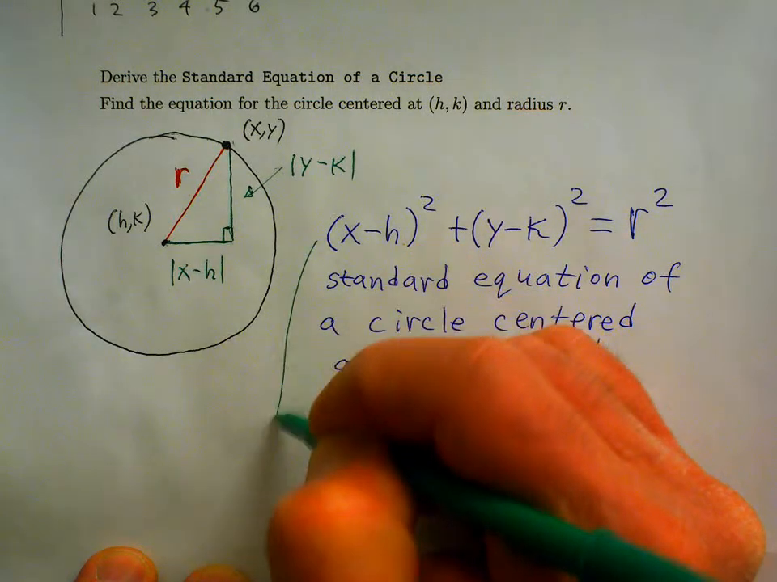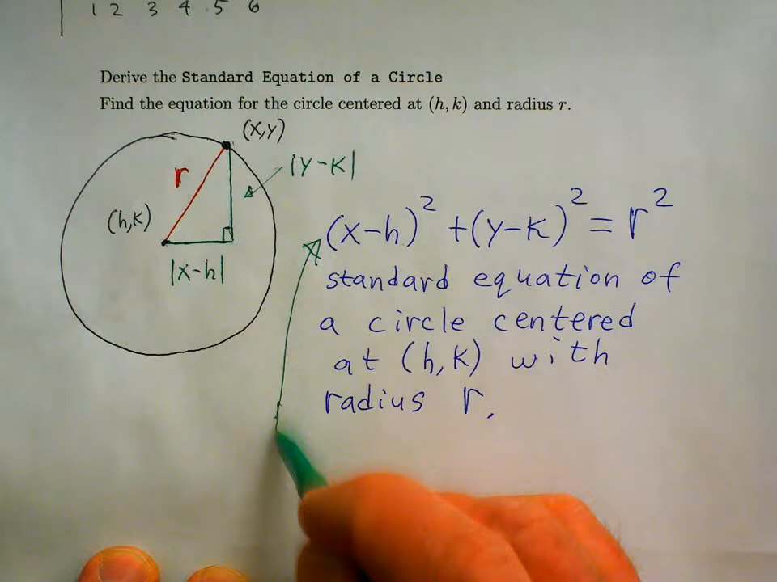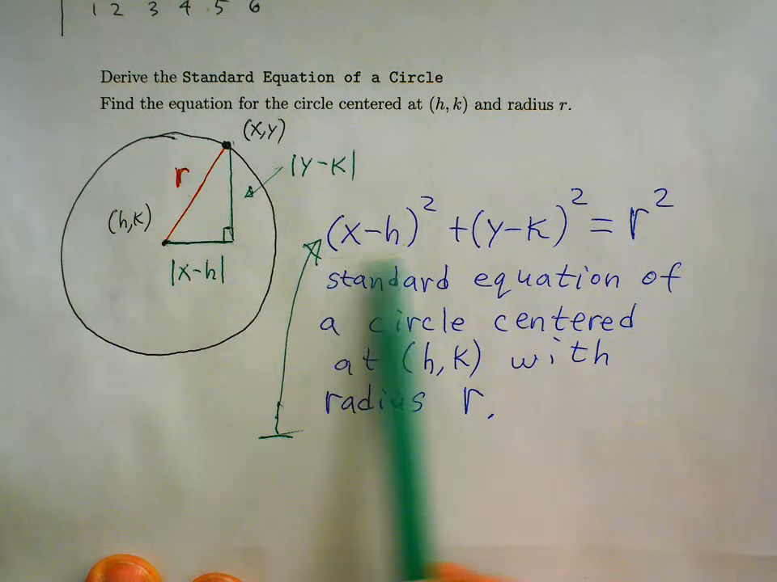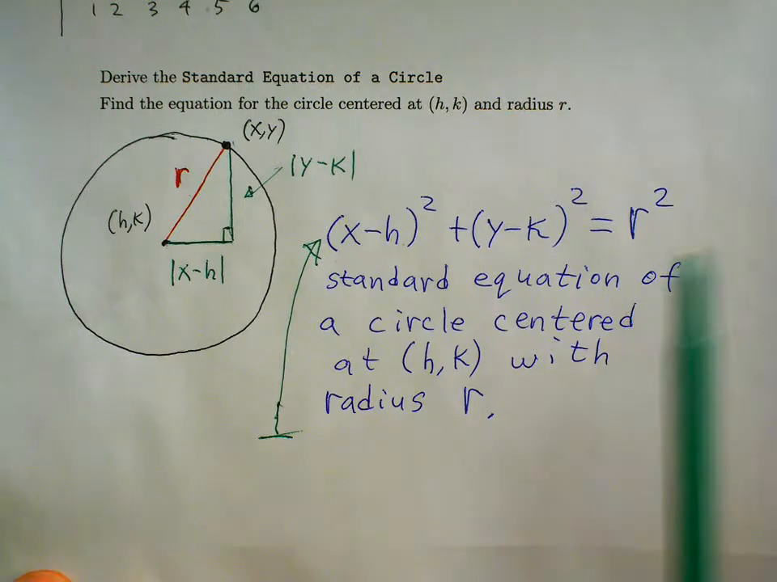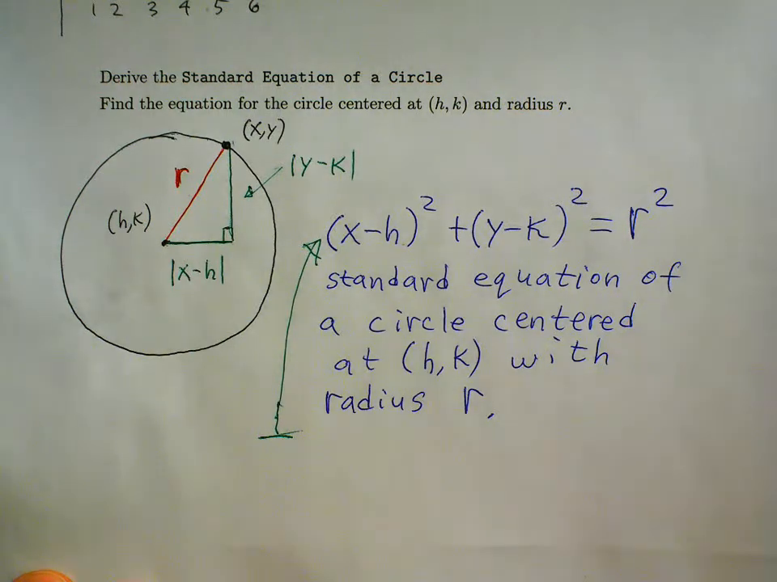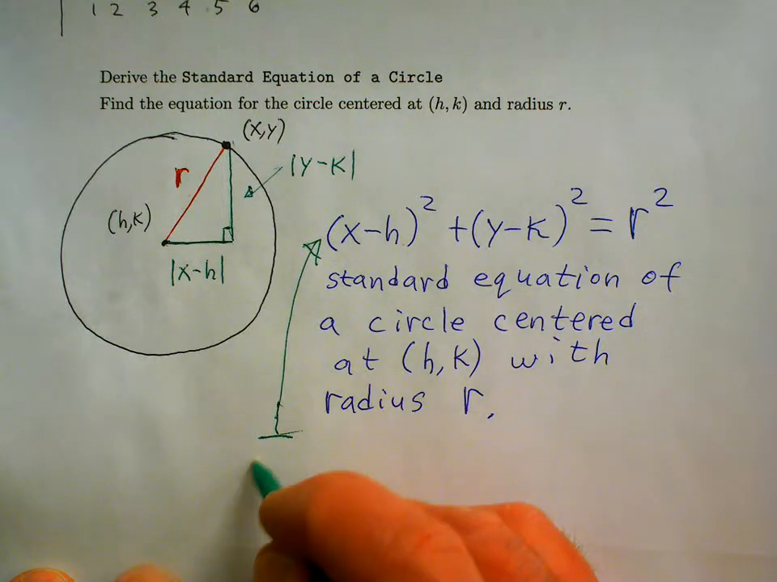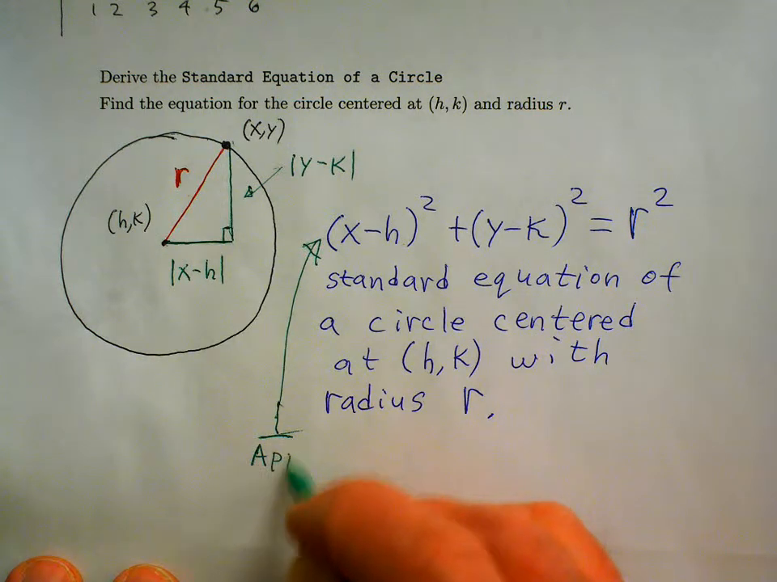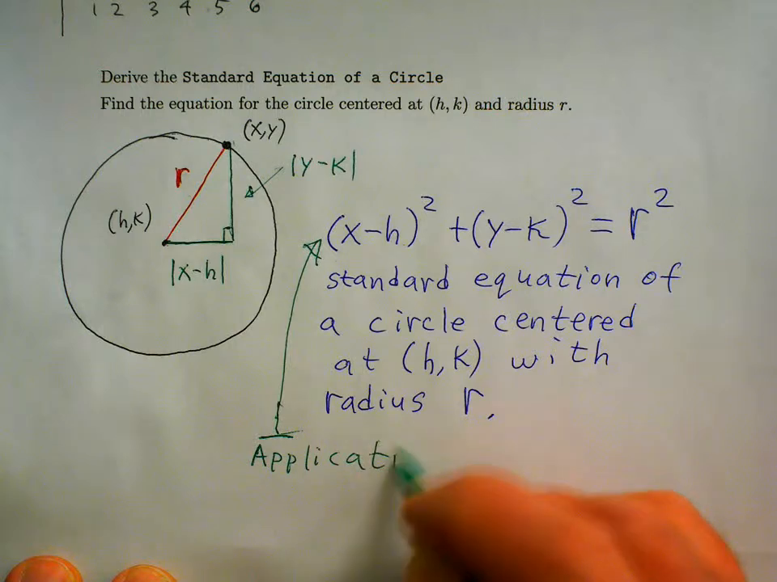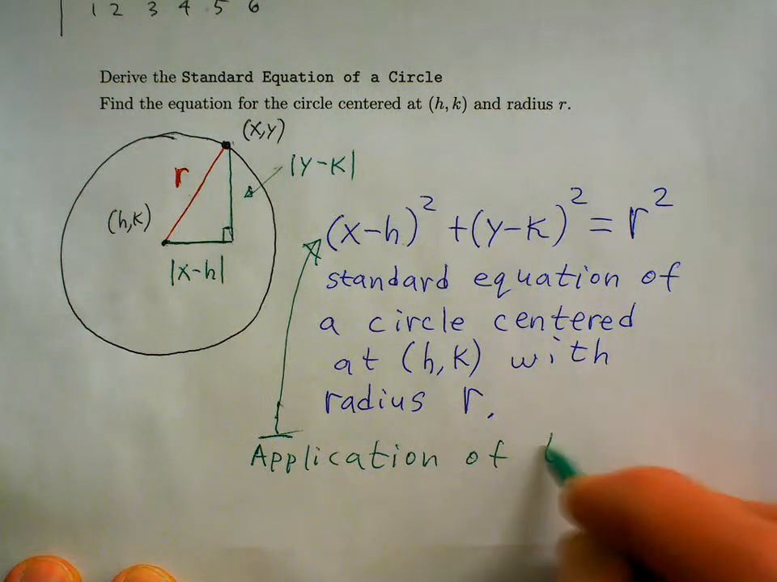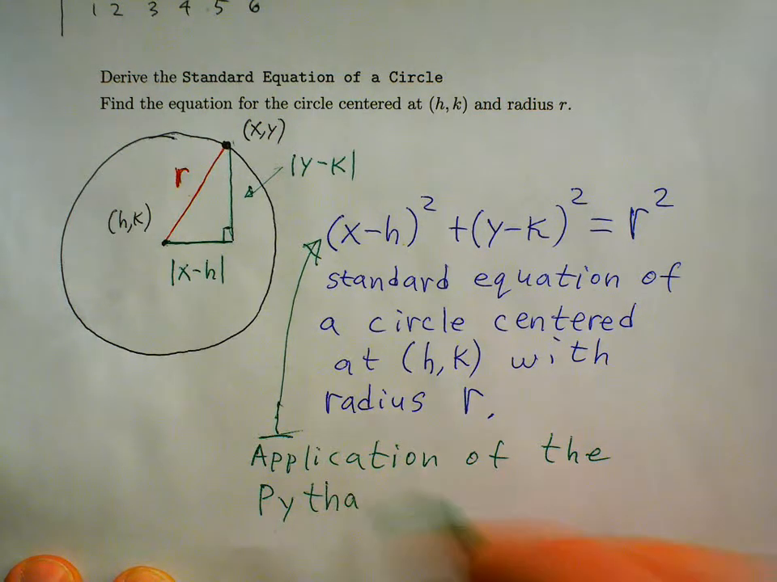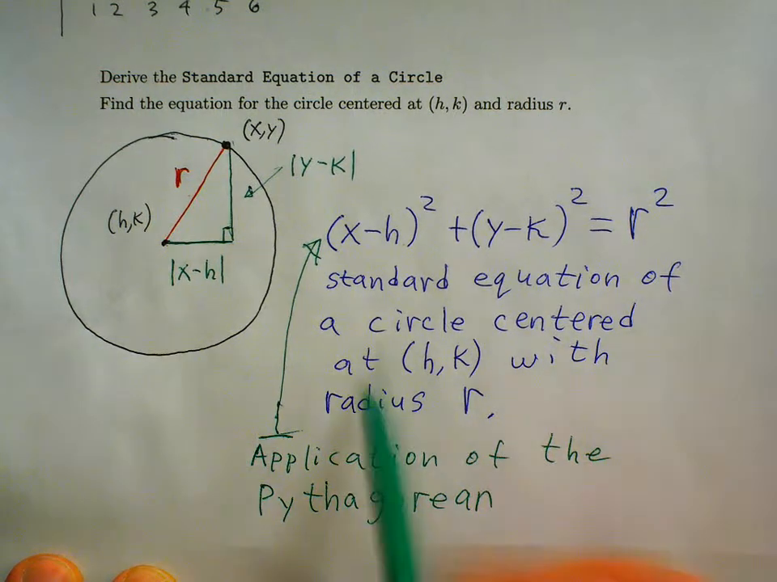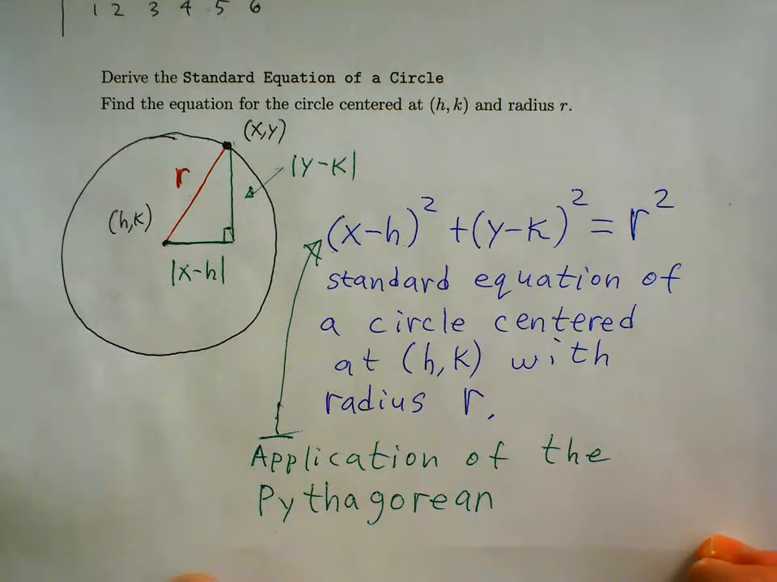So I'm sure it's pretty clear, but I'll mention it again. This is just the Pythagorean theorem applied to a particular right triangle. So if you know the Pythagorean theorem, you can use that to help you remember the standard equation of a circle.